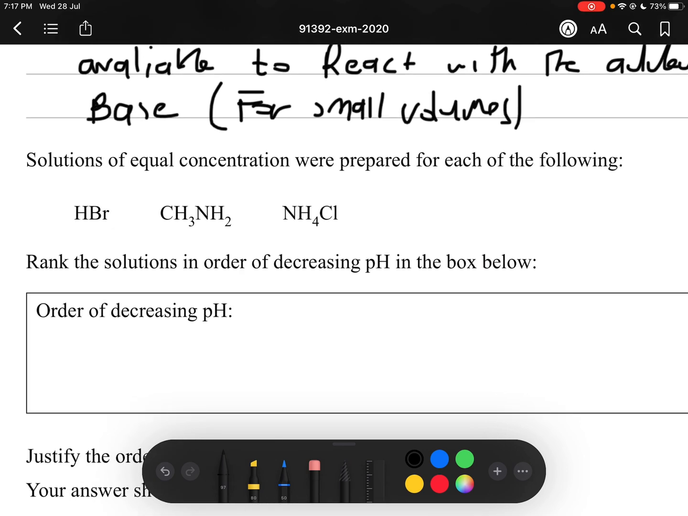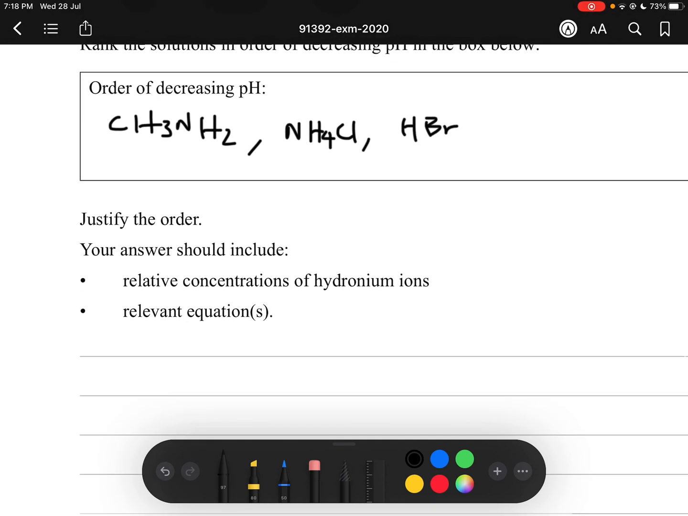So we're going to have our weak base, CH3NH2, with the highest pH, followed by NH4Cl, followed by HBr. Alright, so justify the order. Okay, so I guess we could start with the lowest pH, which is HBr.